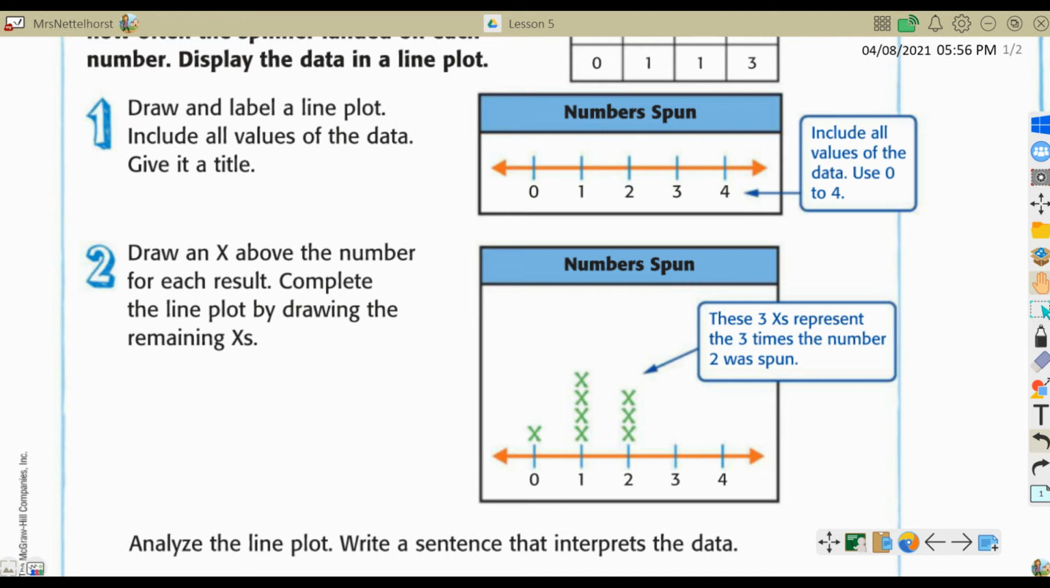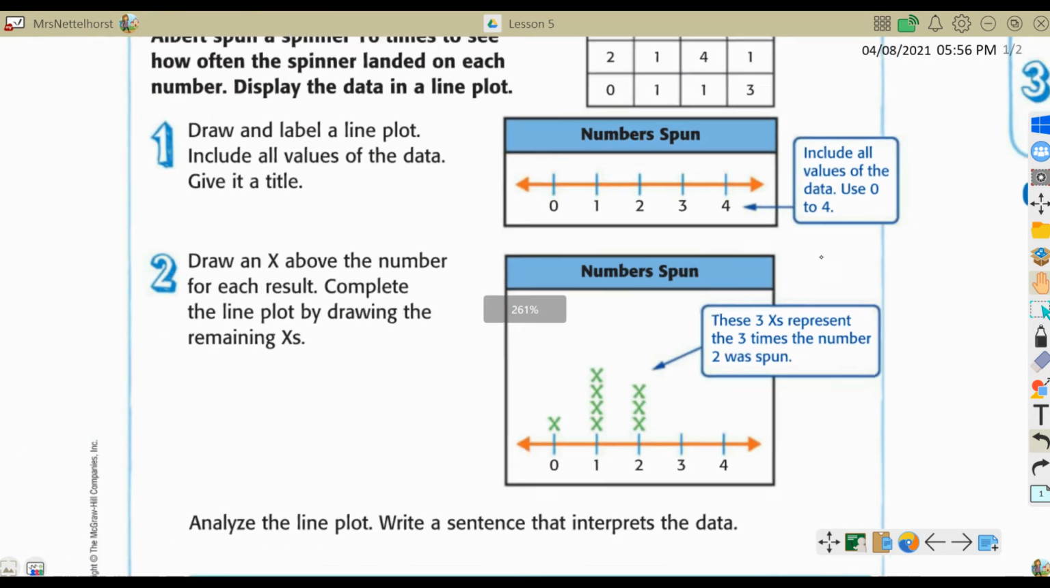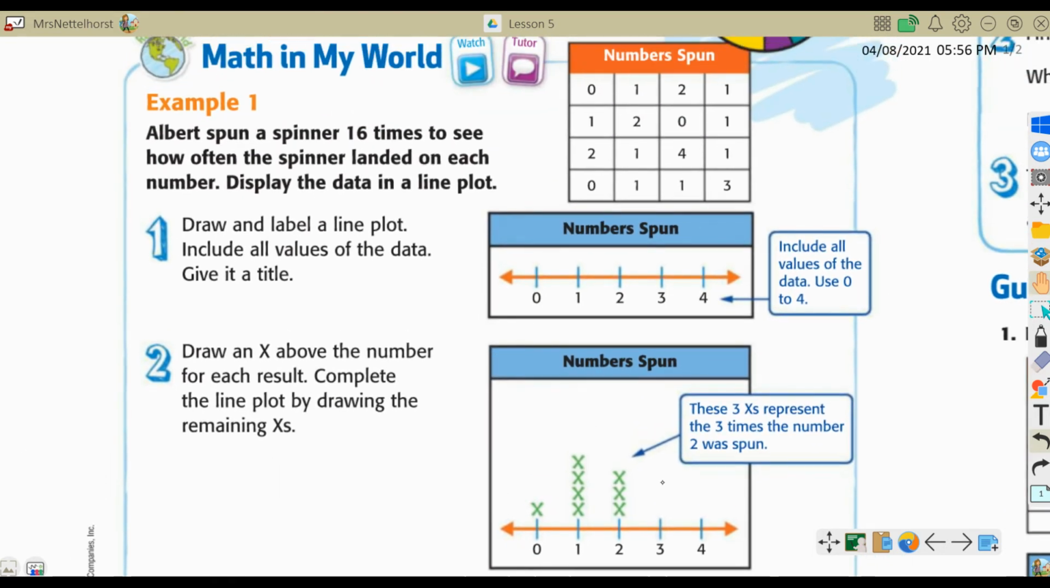So they want us to complete the line plot by drawing the remaining X's. So in the chart up here, he had 1, 2, 3 zeros. Now, the way I like to do this when I'm having to use data like this is I cross it out as I use it. So how many zeros does he have? 1, 2, 3 zeros.